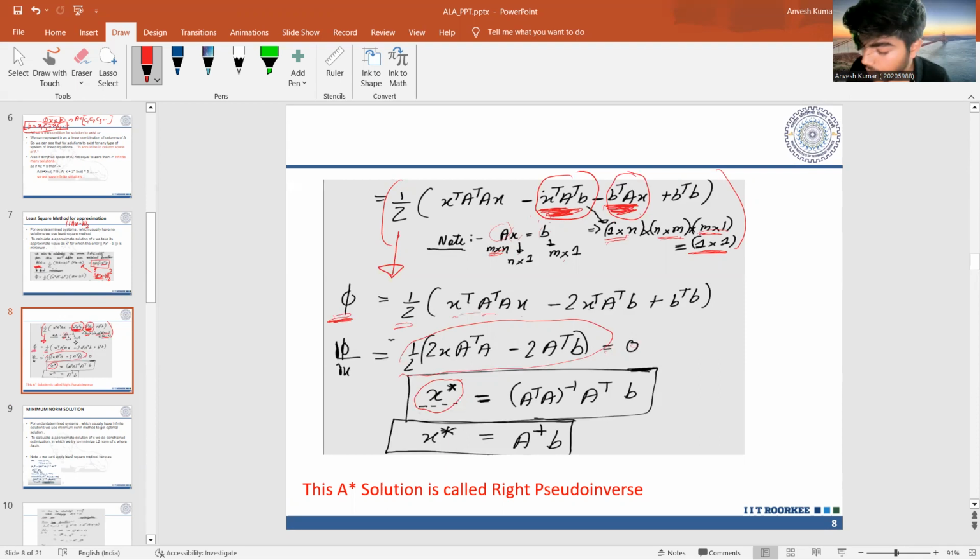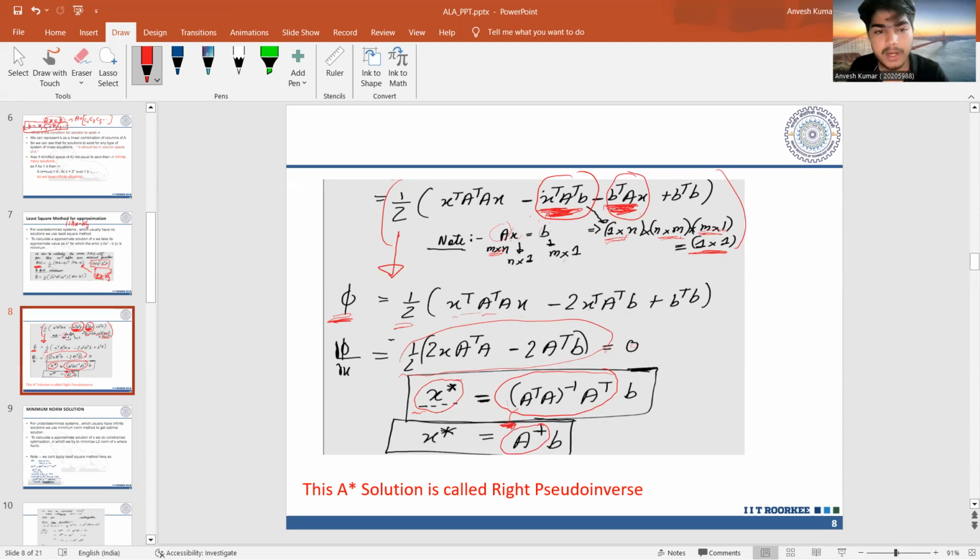We see that our least square approximation comes to be (A transpose A) inverse A transpose b. And this term, (A transpose A) inverse A transpose, is called the right pseudo inverse, and we represent it by A plus.